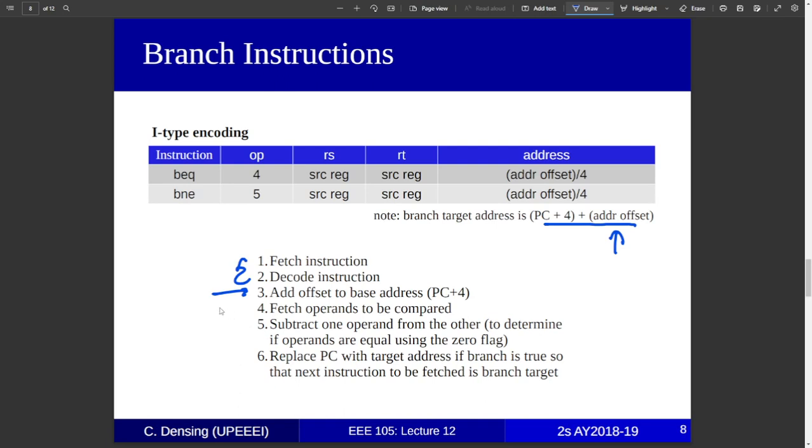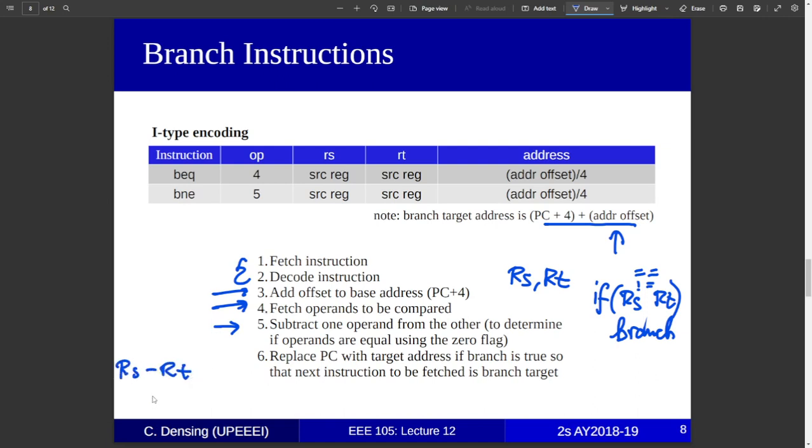And then we also need to fetch the operands to be compared. So that is RS and RT. So say our if is depending on RS and RT. So it can either be equal or not equal. Then branch is what we're trying to do here. And the way we do that, I've already mentioned this earlier, we subtract one operand from the other. So that is RS minus RT.